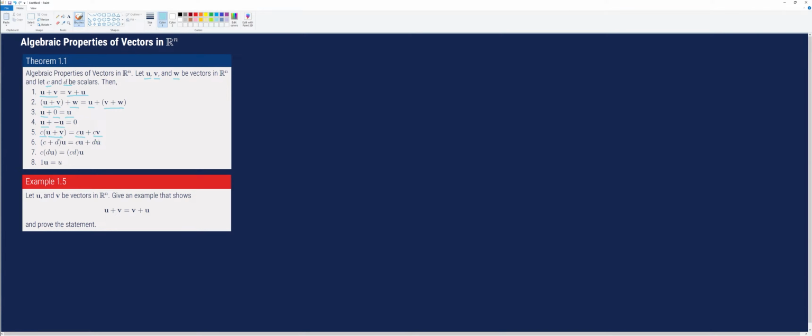The sixth property tells us that if we get the sum of two scalars c and d, then multiply that sum to vector u, that is just equal to the sum of c times vector u and d times vector u. The seventh property tells us that if we multiply c and the product of d and vector u, it is equal to the product of the two scalars times vector u. Finally, if we multiply 1 to vector u, then the result is itself.